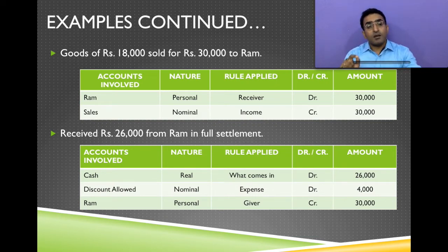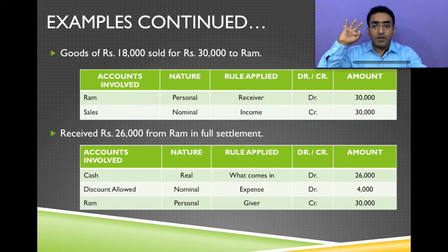Then, if we are receiving from the same person, 30,000 rupees was supposed to be received. How much did we receive? 26,000. 4,000 rupees discount. What happened? There are 3 accounts involved: cash, discount, and Ram. Cash is a real account, discount is a nominal account and an expense.